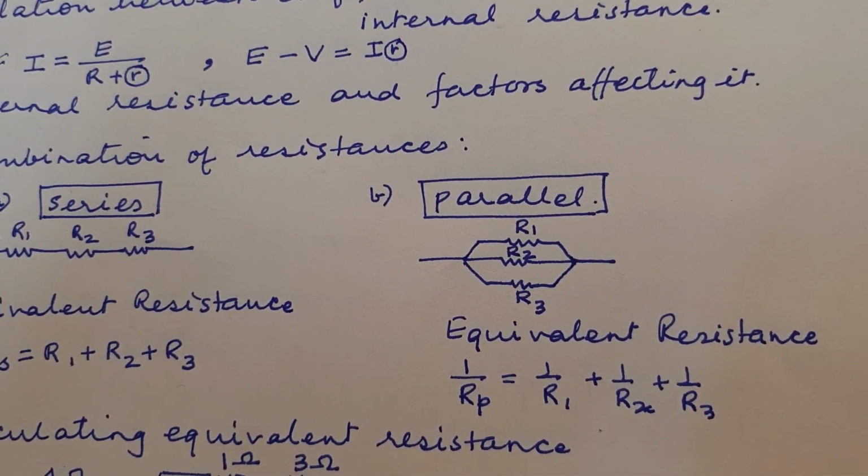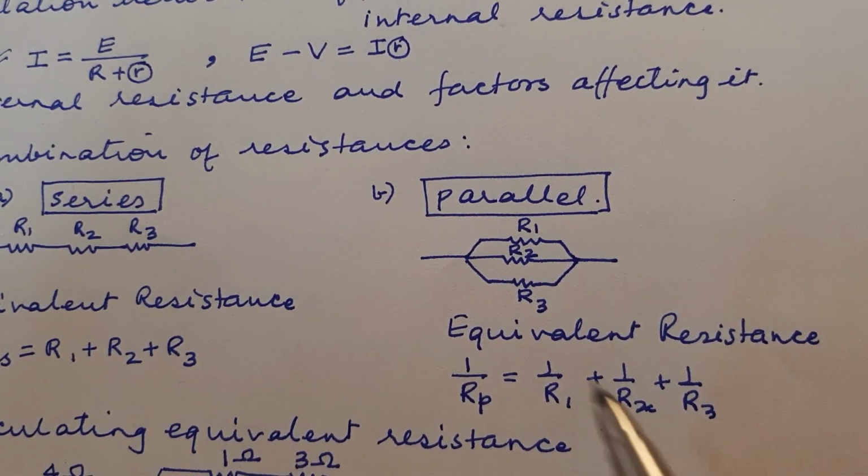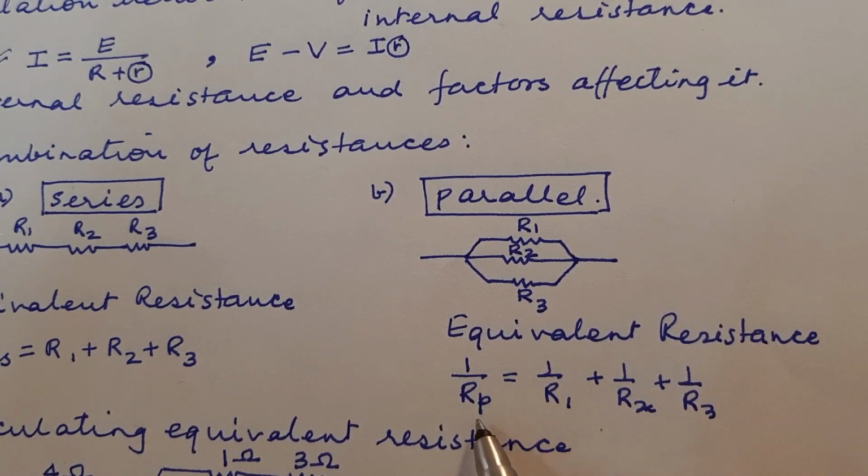Now we come to the parallel combination. So we have equivalent resistance will be 1 upon Rp is equal to 1 upon R1 plus 1 upon R2 plus 1 upon R3. And so in parallel, the equivalent resistance decreases. It is lesser than the least individual resistance. So when we want to decrease the resistance in the circuit, we will connect it in parallel, which means the current will increase in the circuit.